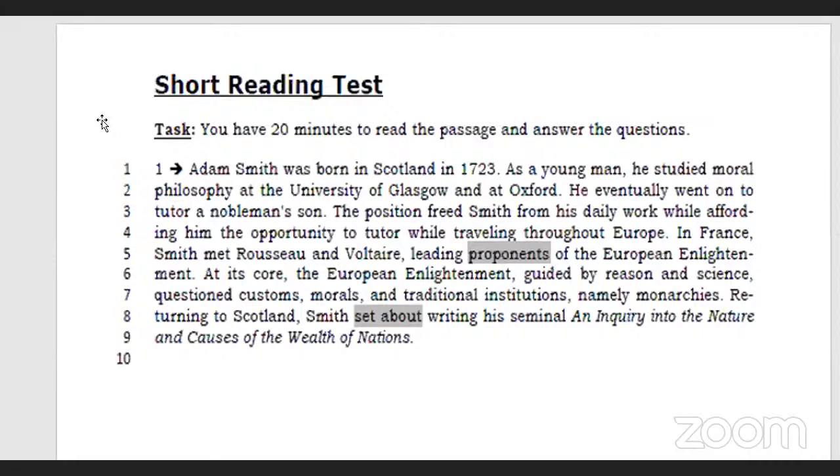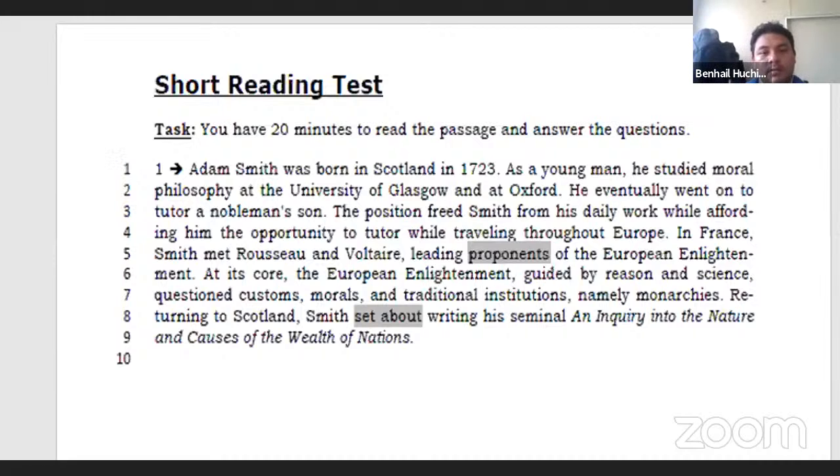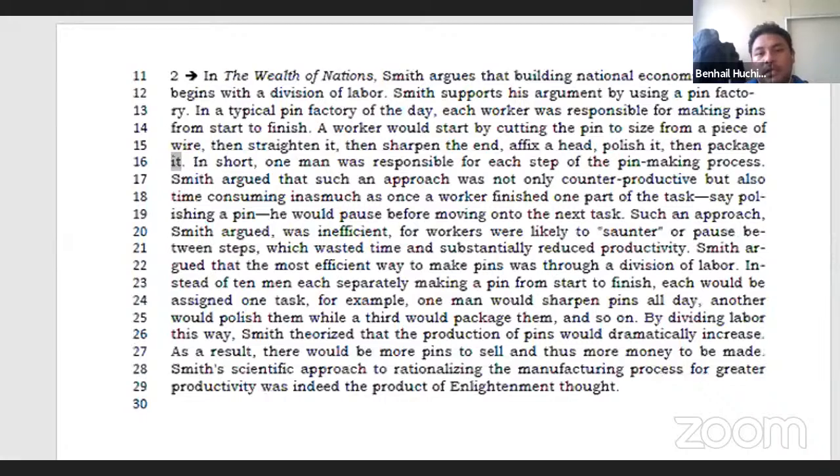Returning to Scotland, Smith set about writing his seminal work, An Inquiry into the Nature and Causes of the Wealth of Nations.